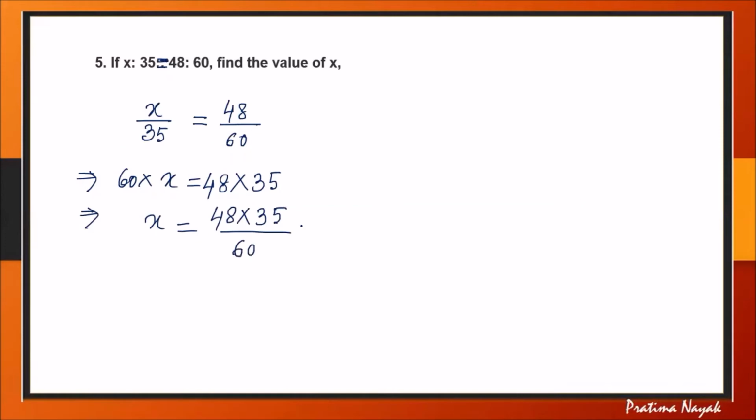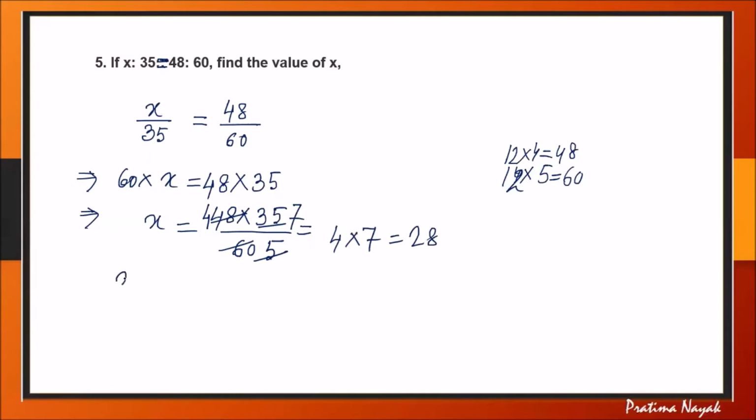Now you can simplify in your own way. I can cancel with 12: 12 4 times is 48, and 12 5 times is 60. So always try to divide with big numbers so that you can get the answer quickly. So this will be 4, this will be 5. Then 5 I can cancel with 35, 7 times. So this will be 4 into 7, 28. So x is equal to 28.